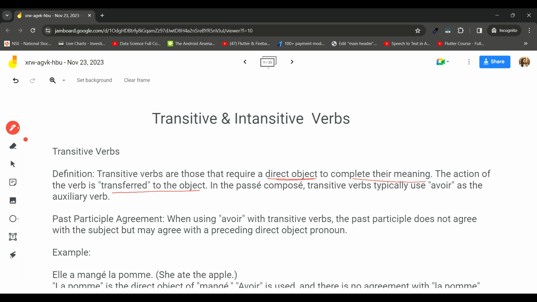In the passé composé, transitive verbs usually use avoir. So direct connection verbs will use avoir as their auxiliary verb. Past participle agreement: when using avoir with transitive verbs, the past participle does not agree with the subject but may agree with the preceding direct object pronoun, not with the subject. Subject is your main subject of the sentence. Pronoun can be any pronoun.